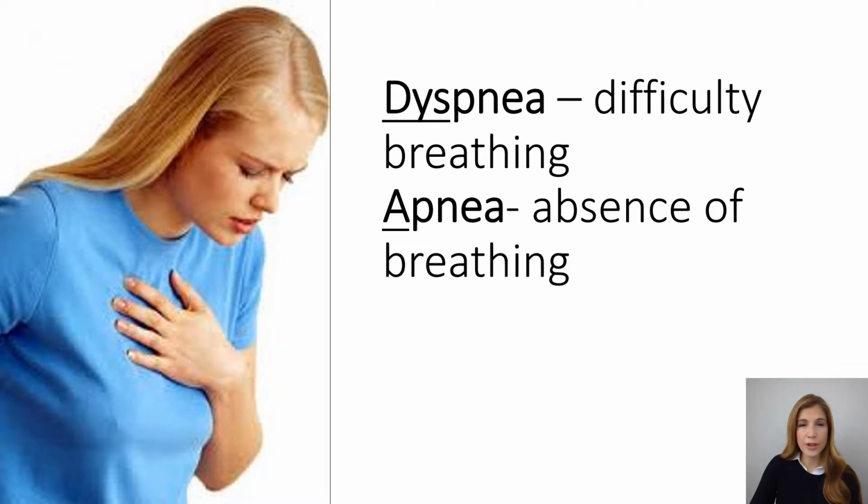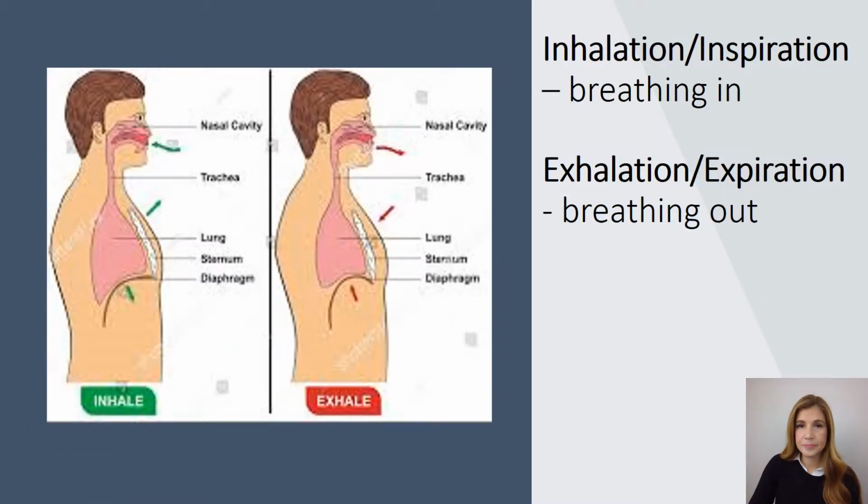Dyspnea is another important vocabulary word to know, and the prefix dys always means difficulty of. So dyspnea is difficulty breathing, and apnea is the complete absence of breathing. So the prefix a always means without or absent of. Once again, a complete respiratory cycle is one inhalation and one exhalation. So when someone breathes in and then they breathe out, we count that as one breath when we are counting respirations.